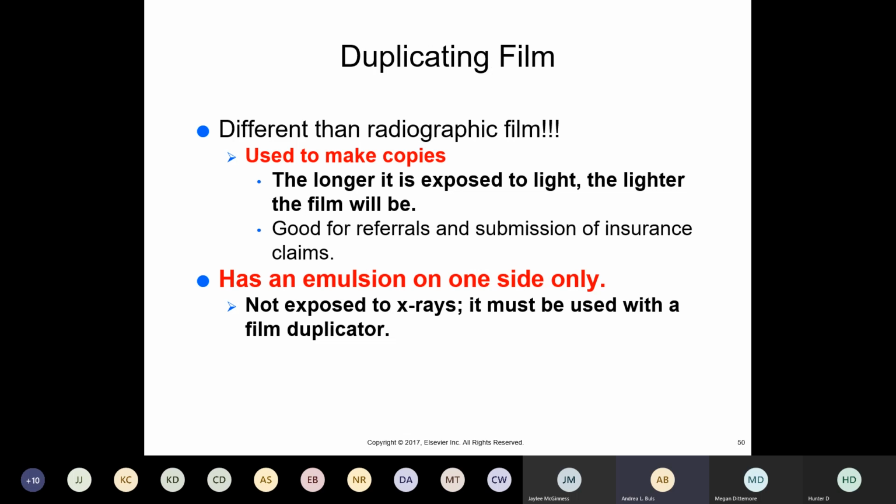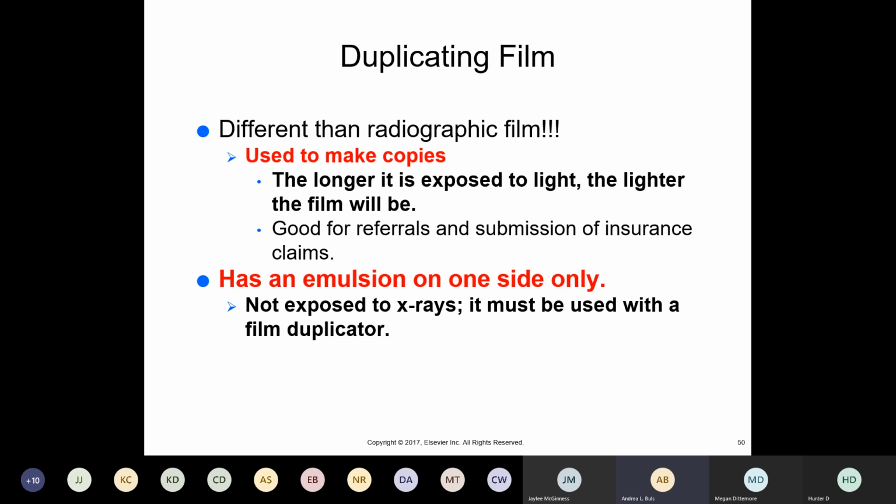And in order for a piece of duplicating film to be exposed, you have to have that duplicating machine, which, like I said, is like a tanning bed to me. It looks like a tanning bed for film. It's about the size of a full mouth set of x-rays or a panoramic. And you just put the duplicating film in there. You lay the film that you want to duplicate in there. You shut it, and it's got a timer. And you set the timer so that it exposes that film to that light for a specific time.